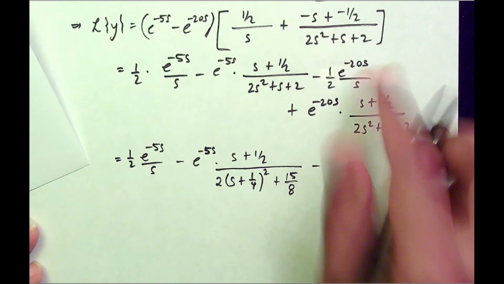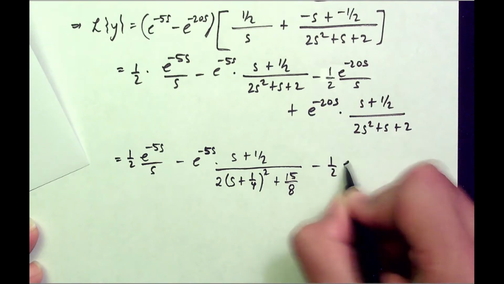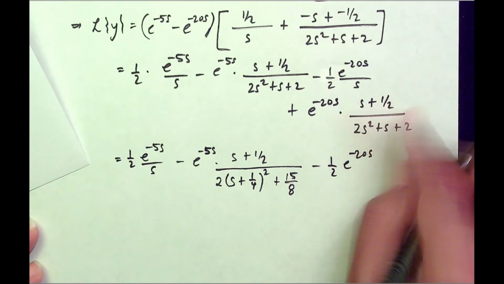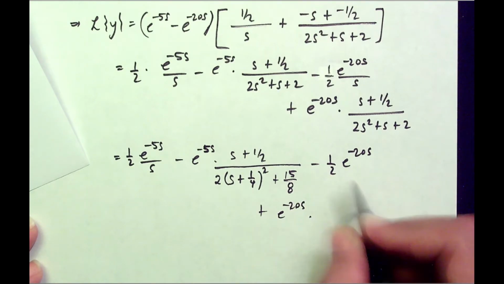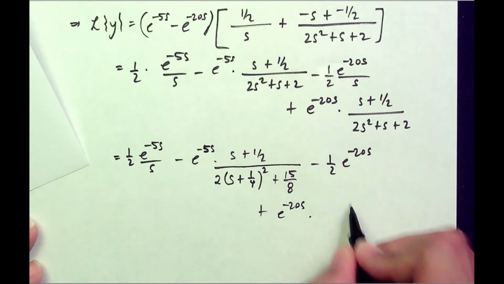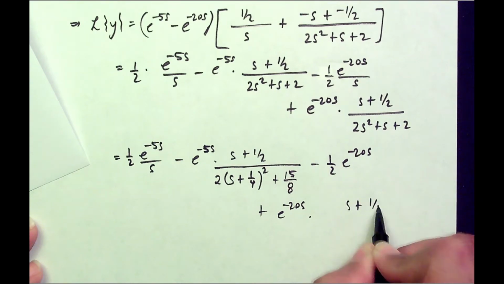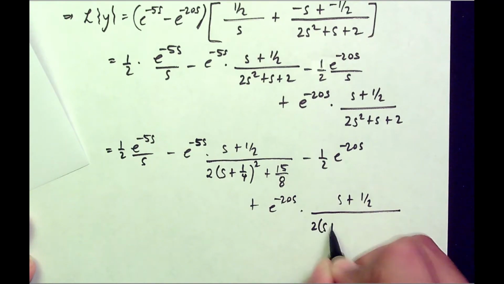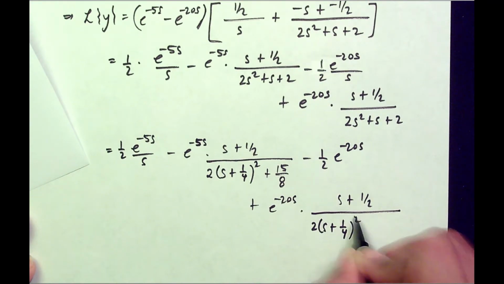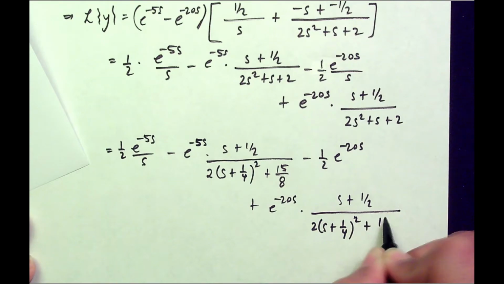Now I just keep copying. This is minus 1 half e to the negative 20s. And then the last term, plus e to the negative 20s times, and now I'm going to rewrite it like this because I already did that. This is 2 times s plus 1/4 squared plus 15 over 8.